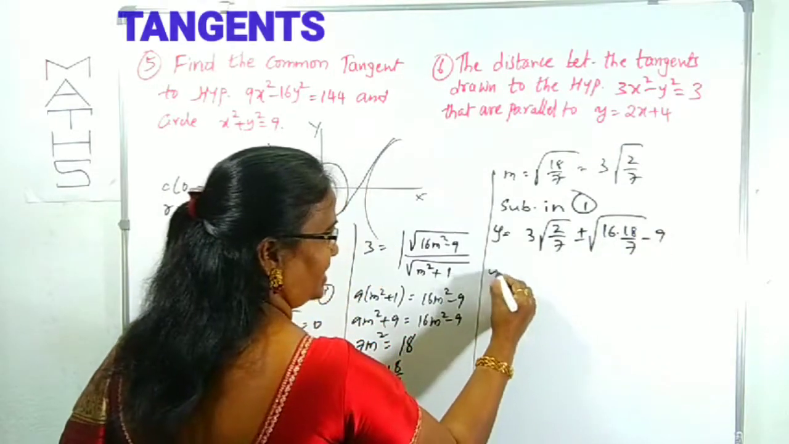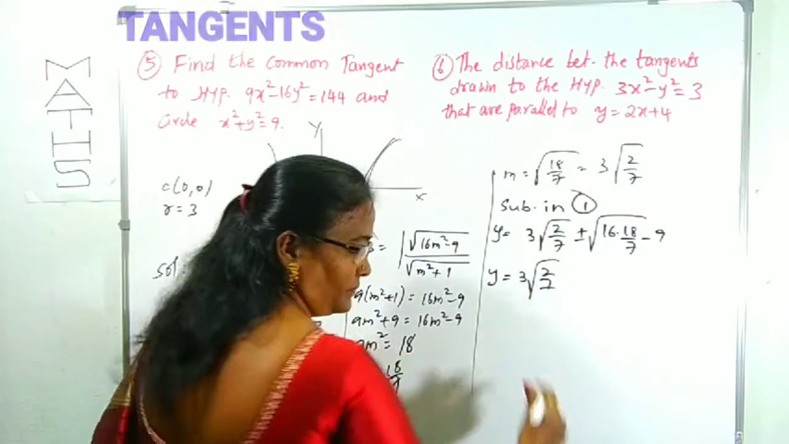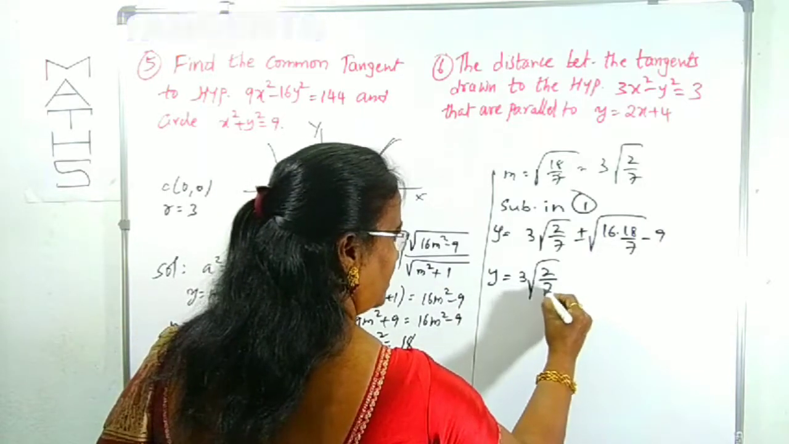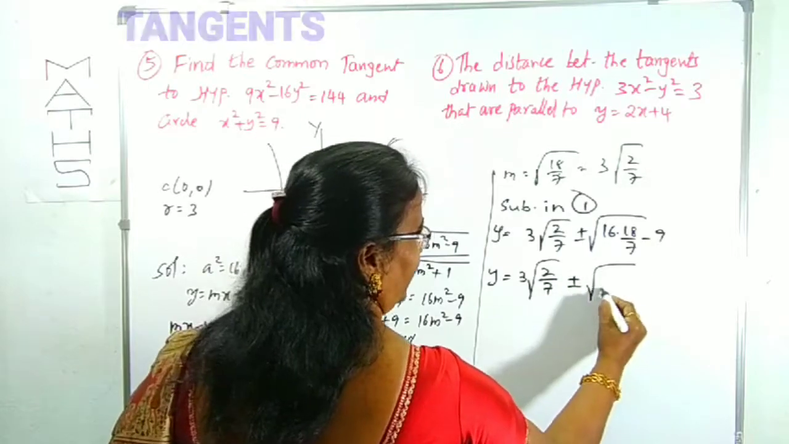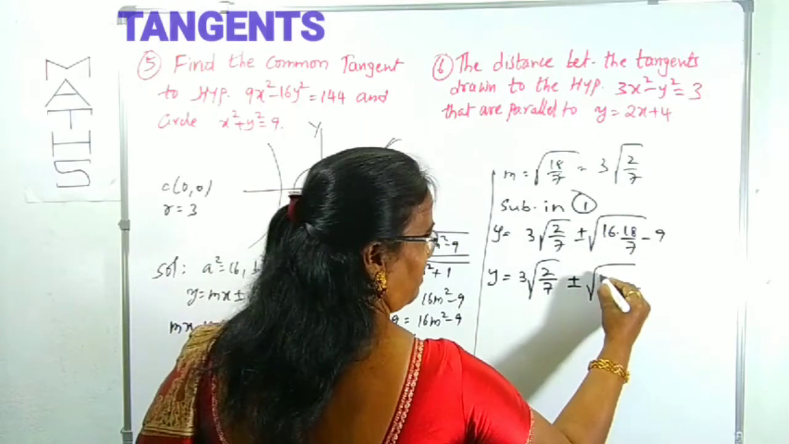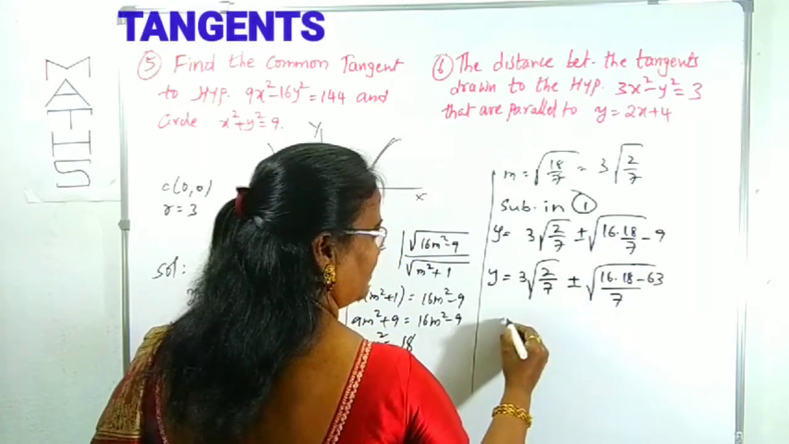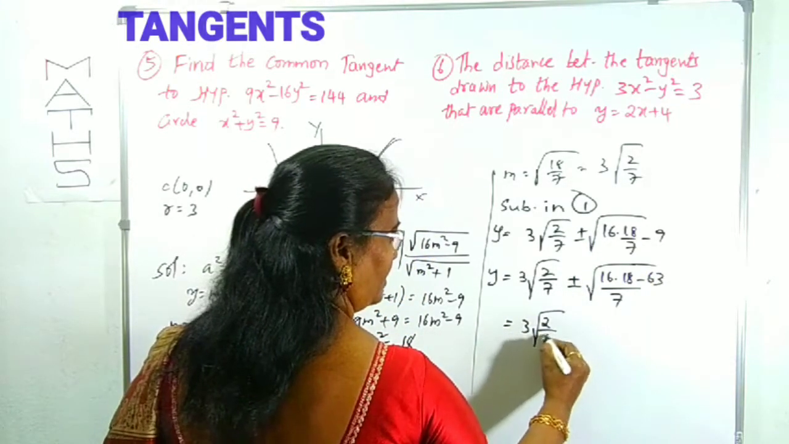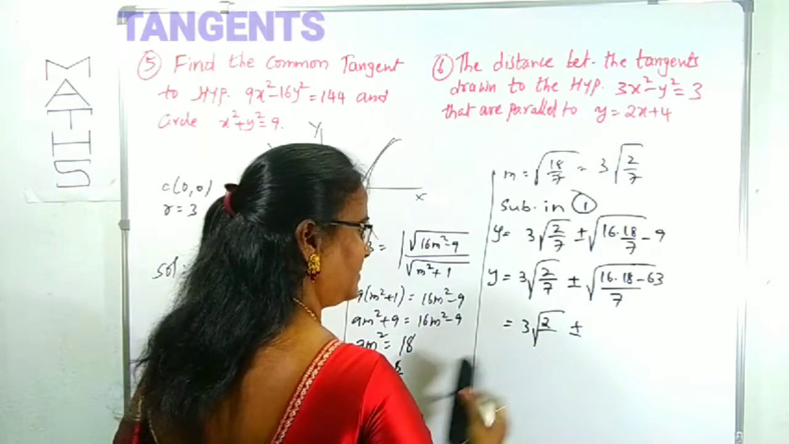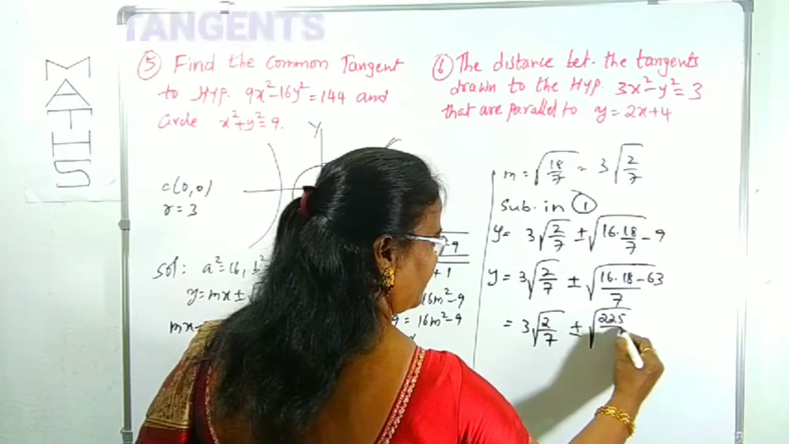We can make the simplification again. This is 3 root over 2 by 7 plus or minus root over. But taking the LCM here, 7 is the LCM. Here 16 into 18 minus 63. By simplification of this we can get 225. Here this term is 2 by 7, right? By the expansion of this we can get root over 225 by 7.